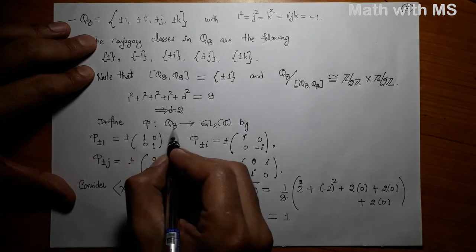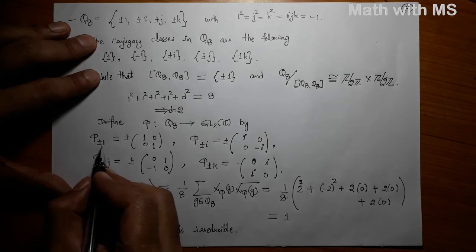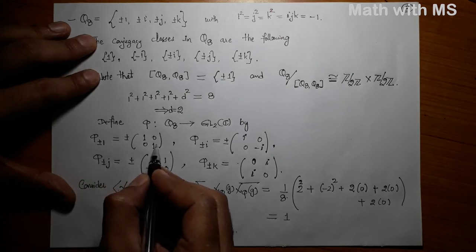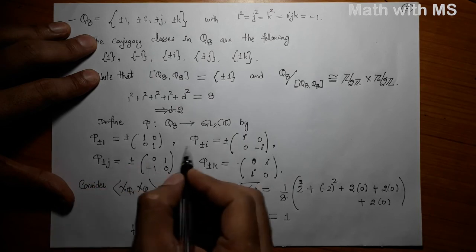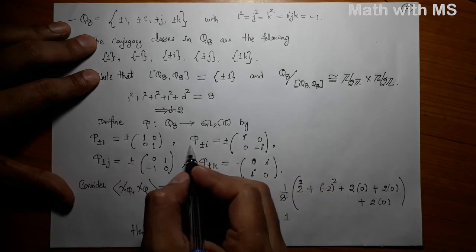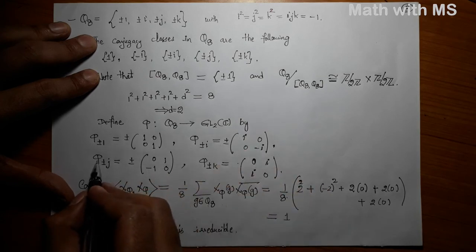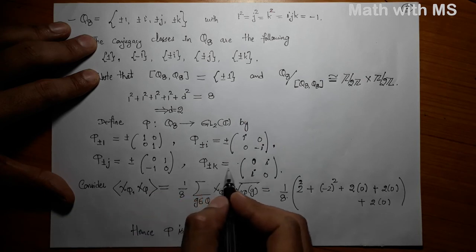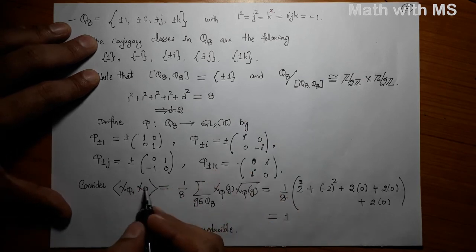So let me define phi from Q8 to GL2(C) by setting this. Phi of 1 is the identity matrix, of course, being a homomorphism. Phi of minus 1 is minus the identity. Phi of i is the matrix with i and 0 on the first row and 0 and minus i on the second, and phi of minus i is minus phi of i. And similarly I define phi of plus minus j and phi of plus minus k. One can check easily that it is a homomorphism.